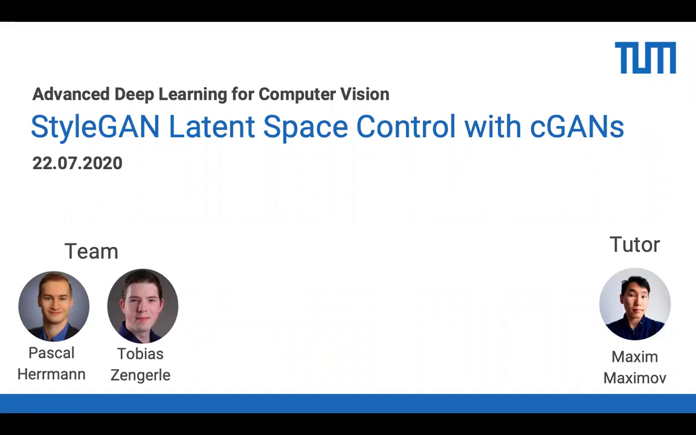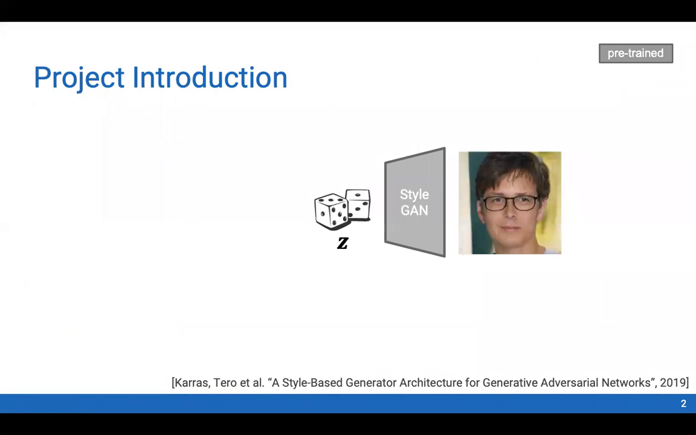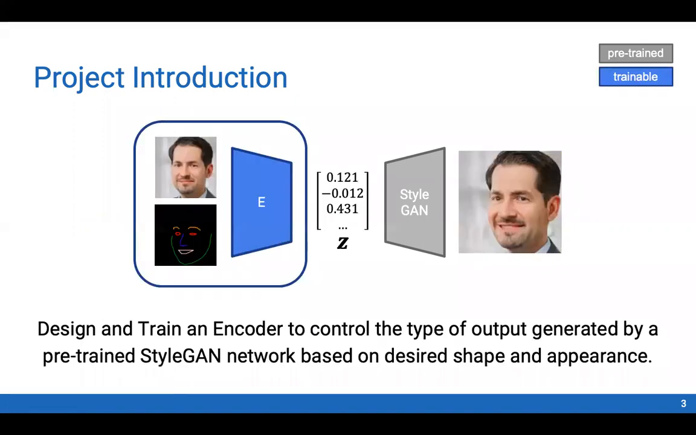Okay, welcome to our video on StyleGAN latent space control with conditional GANs. StyleGAN is a state-of-the-art network for generating realistic-looking faces. Basically, these images are generated from random latent codes that you can sample. But in our case, we want to control the output of these images.